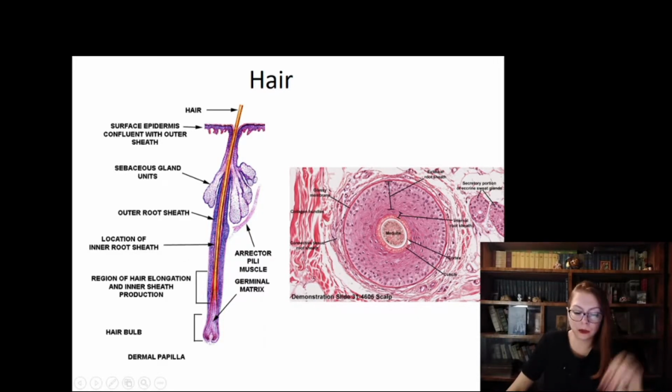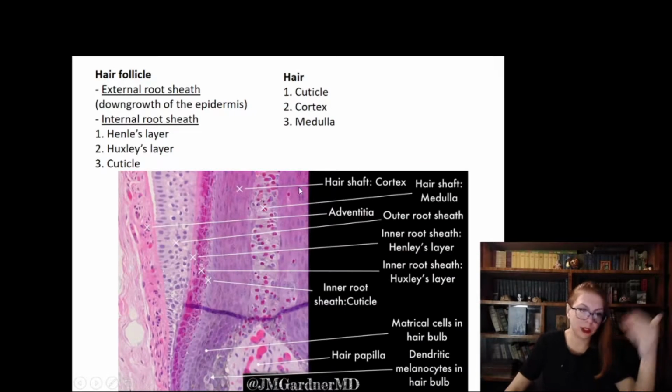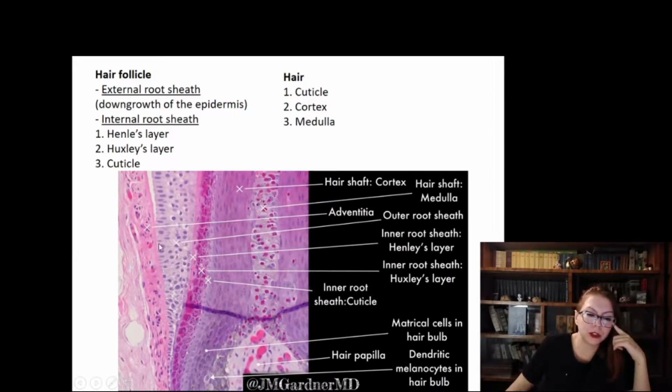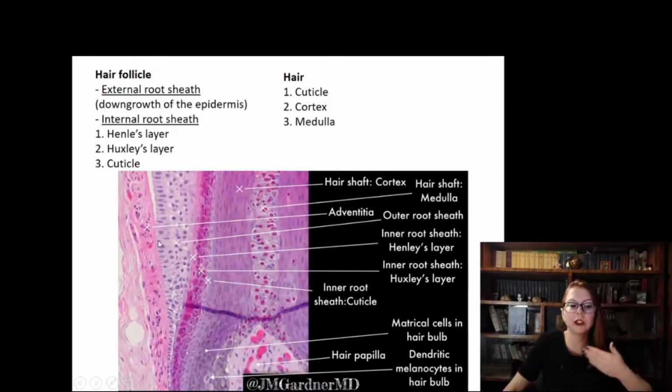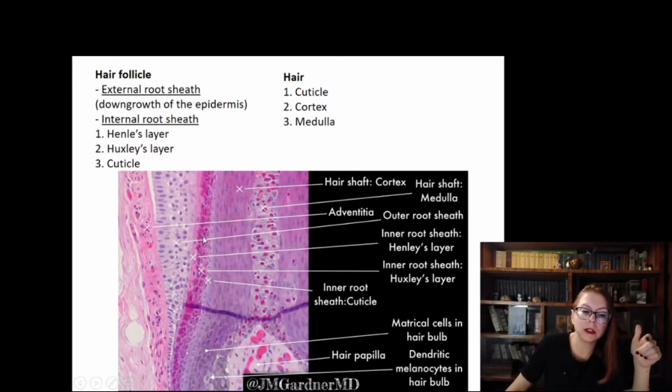The internal root sheath includes two layers. Here the longitudinal section is shown once again. In another section, we can see the external root sheath, and here the internal root sheath is shown. So the external root sheath invaginates and then returns back with the formation of the internal root sheath. It is represented by the so-called Henle's layer and Huxley's layer. So Henle and Huxley are the two layers of the internal root sheath, and after that the cuticle can be seen.